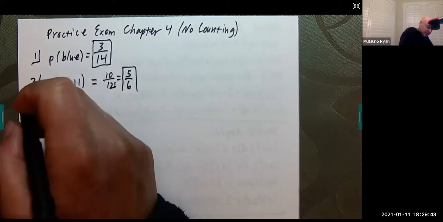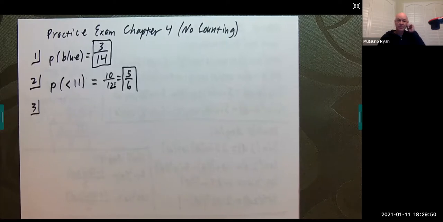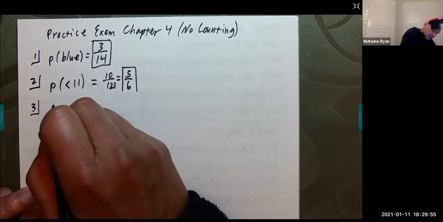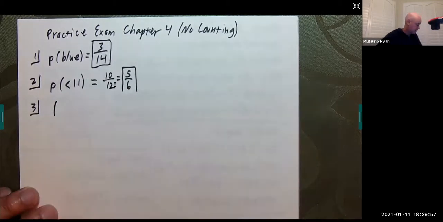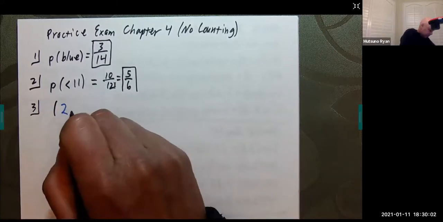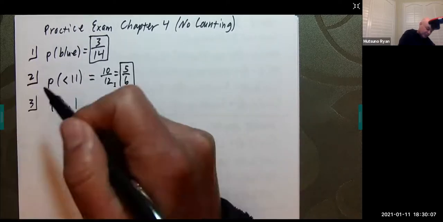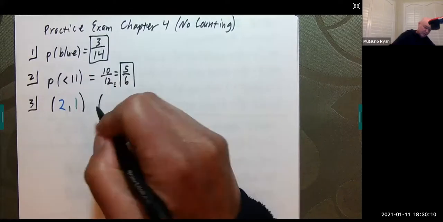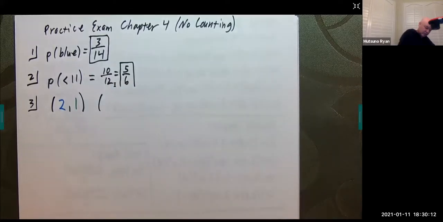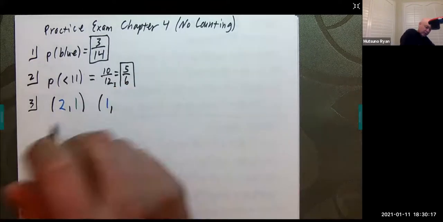Number 3, we have 2 6-sided dice. That means the denominator is going to be 36, 6 squared. What is the probability that the sum of the 2 numbers on the dice will be a 3? Now there's only 2 ways to get a 3. That's a 2 and a 1, or a 1 and a 2.